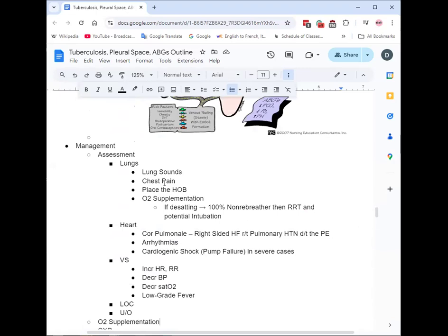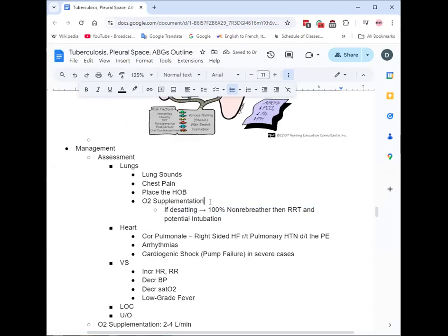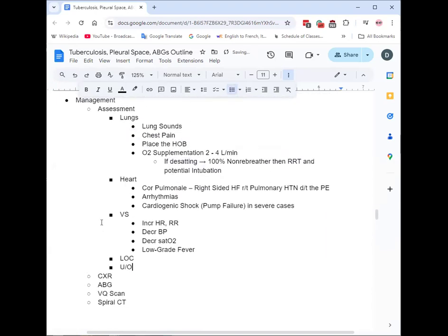Some other stuff here. Oh, I guess I already have that here. But if there is, then think about, he mentioned 2 to 4 liters per minute. But of course, if that's not helping you advance from wherever you are, 100% non-rebreather, call RRT. You might have to get the ambu bag, and manually bag them, and wait for them to get intubated and stuff.